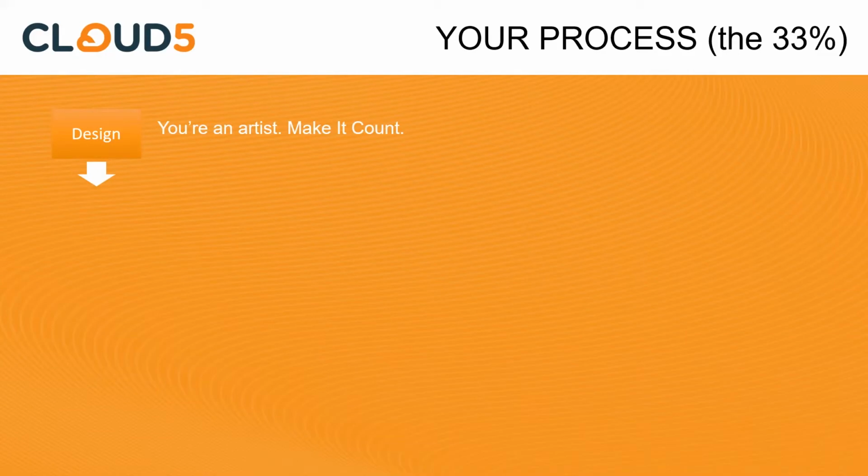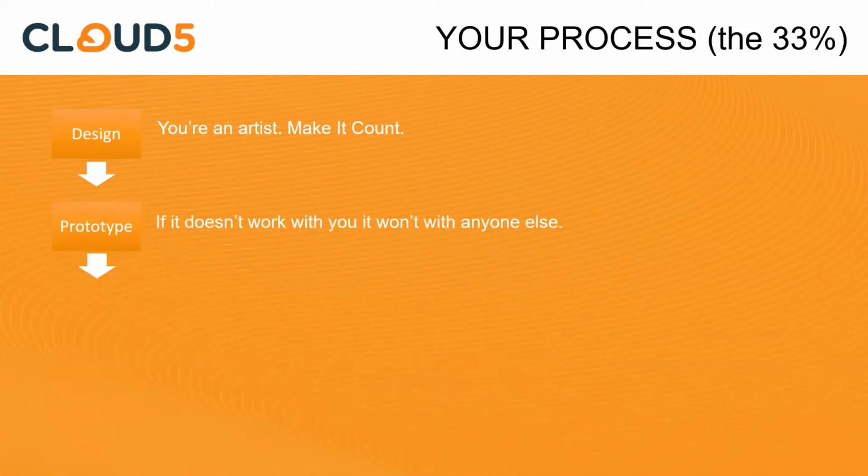Meaning that you actually look at the problem and think about it from an architectural engineering perspective or angle, without sitting down and attempting to code before you even know what it is that you're going to code. Number two is prototype. If it doesn't work for you, it doesn't work for anyone else.